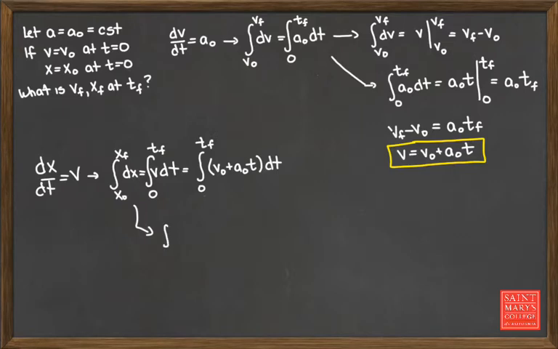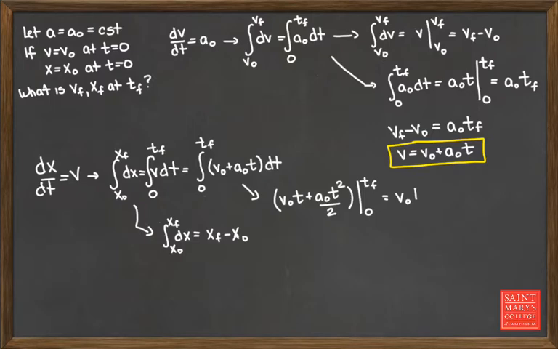The left-hand side is pretty straightforward, kind of similar to what we saw previously with velocity. This guy, if you integrate, you have a constant term, and then you have the term with acceleration, and since there's a t, you use the power rule for integrals, so that becomes t squared divided by 2. This is all evaluated between 0 and the final time.